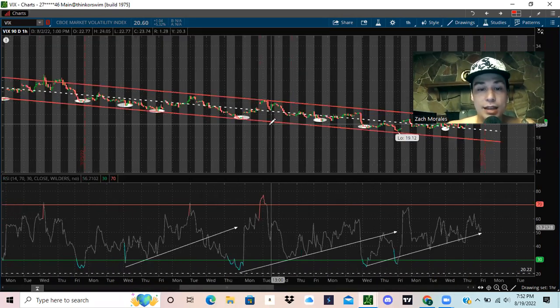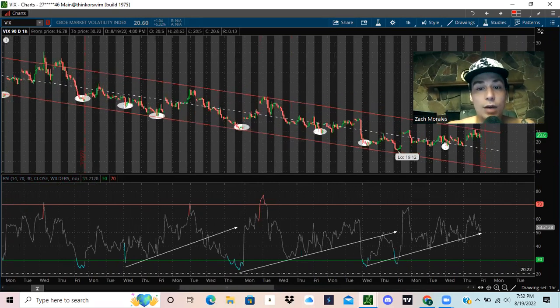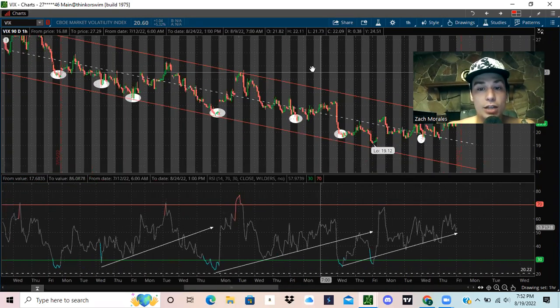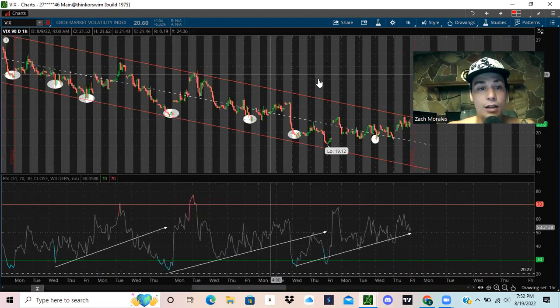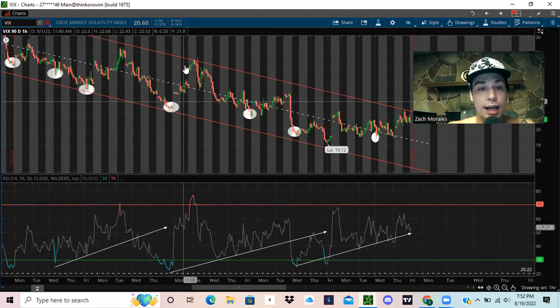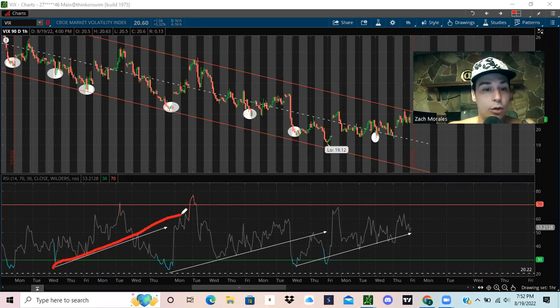All right. So that's what I'm going to be looking for. That's what I think you guys need to pay attention to as well: this bullish divergence on the VIX. And once we can break that, then that's when we're really going to see a dramatic drop in the VIX and possibly a nice increase in the S&P 500. Again, bullish divergence right here. We break that trend line here on this day.